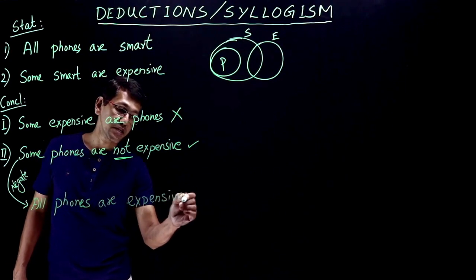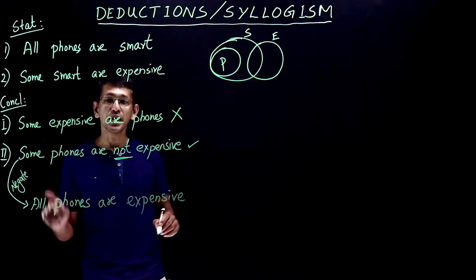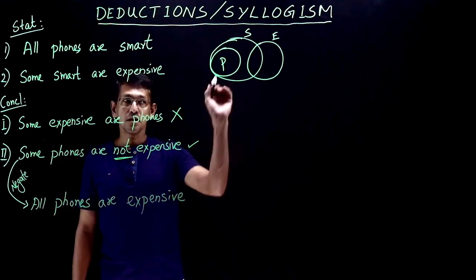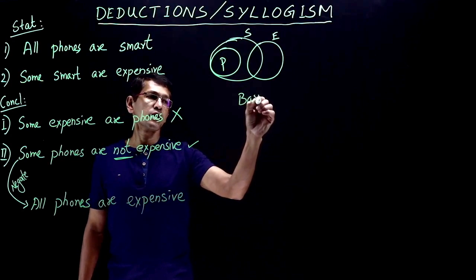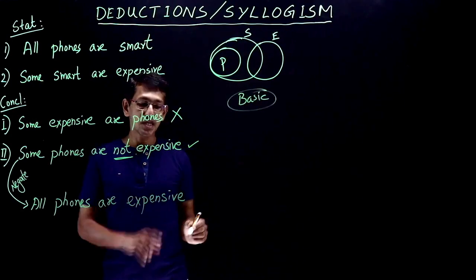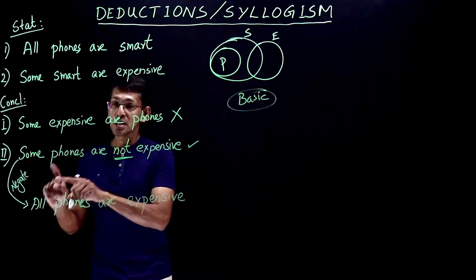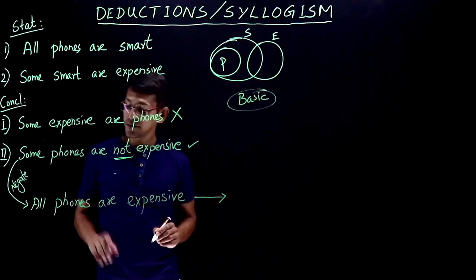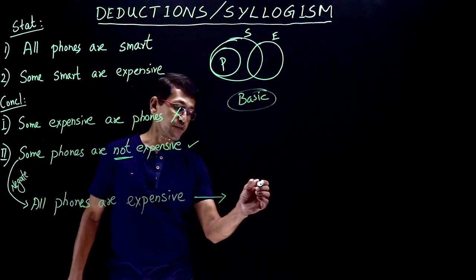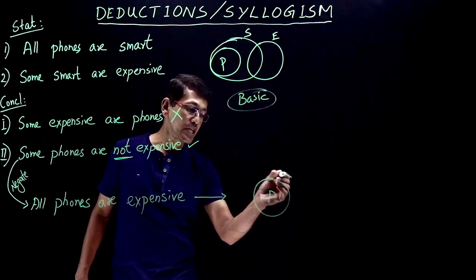Once you have the negated statement, the next thing you have to do is draw a new diagram. This is the basic diagram, and we need to draw a new diagram using this negated conclusion. So how do we do it? All phones are expensive. I'll draw that diagram.